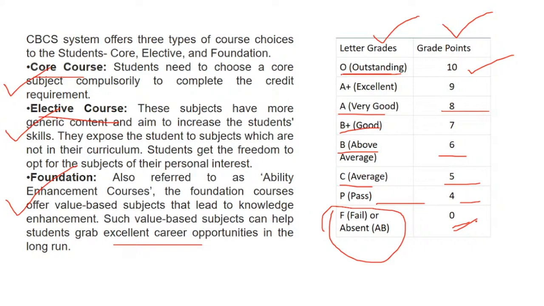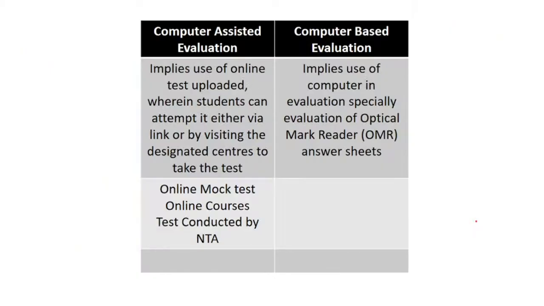Okay. Now, the next one you have is computer assisted evaluation and computer based testing. Here also students get confused a lot of times. Now, what is it? Computer assisted evaluation. Assisted. It implies use of an online test which is uploaded. As per the link forwarded or as per the centers, the student can go and appear for the test. So assisted evaluation is wherein it is all a computerized system.